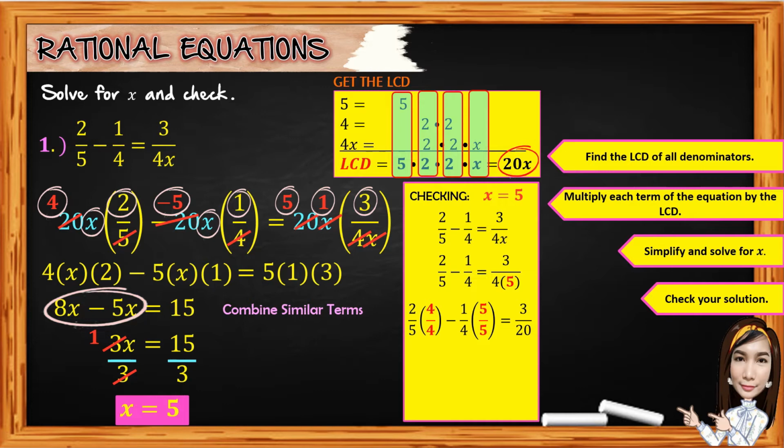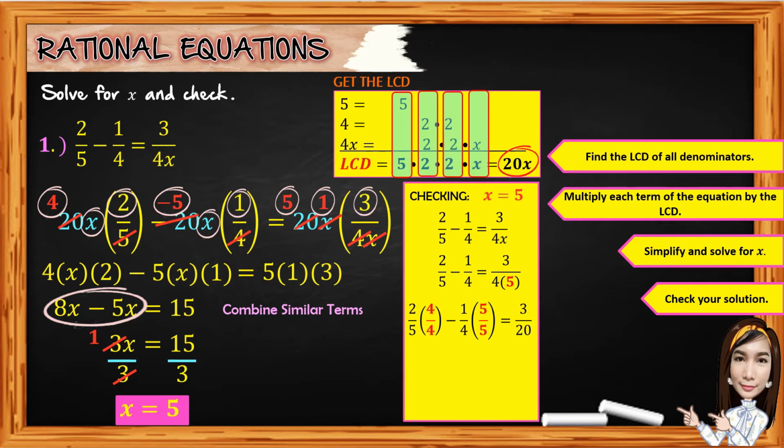Now notice that 5 and 4 are different denominators, so we need to make them similar fractions. So for 2 over 5, we multiply both numerator and denominator by 4. For negative 1 over 4, we multiply both numerator and denominator by 5.